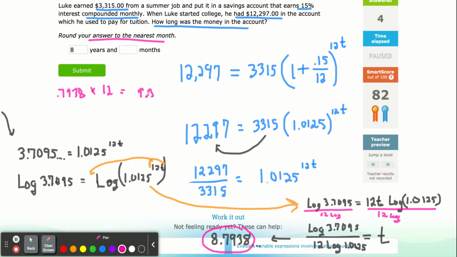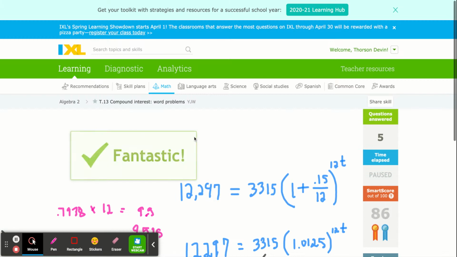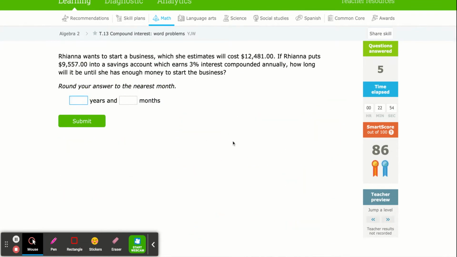When I did that, I got 9.525 something, but it says round to the nearest month. Well, 9.5 would round up to 10 months. So I would put in 10 months. That takes some work, but you can do it. I know you can. If you have questions, I can help you with that in class.